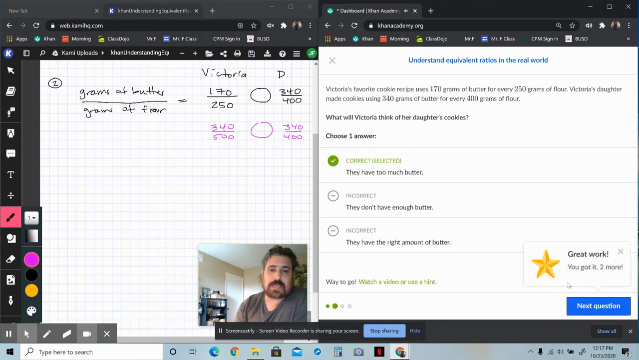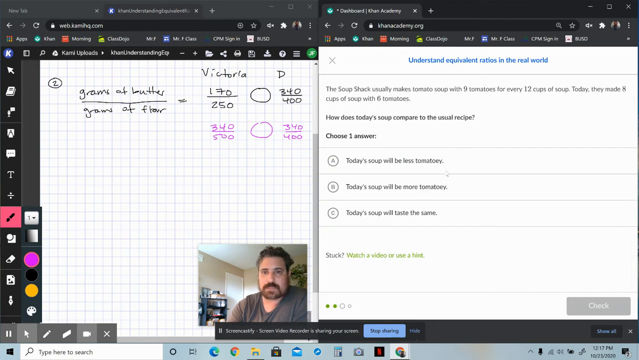And that's that. If you wanted to do unit rate again, you could. You could say, what is Victoria's unit rate? 170 divided by 250. Get that unit rate, and that would be the grams of butter per gram of flour compared to the daughter's grams of butter per gram of flour. You could compare those two numbers and see that the daughter's more buttery than Victoria, right? But this one was pretty easy to do just by looking at the numerators that were the same and thinking about what that meant, right? So that's that. Let's move on to the next one.